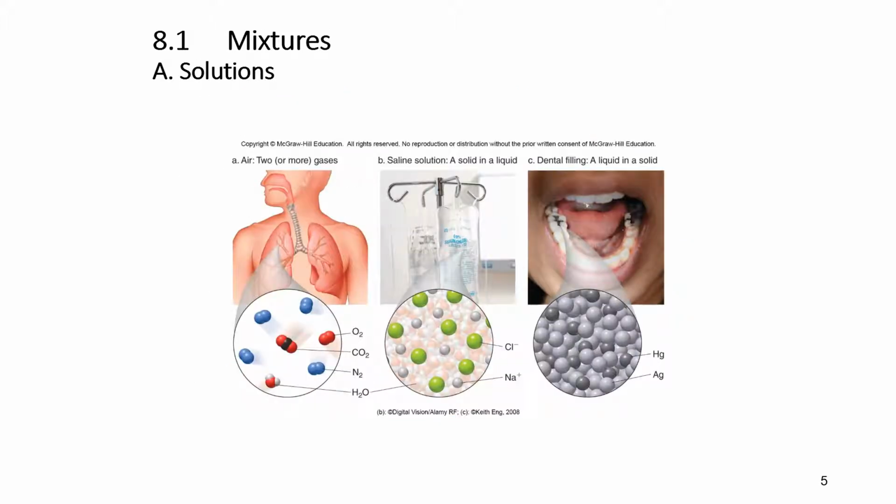Here are some examples of solutions that might not be what you would necessarily think of as solutions. A mixture of gases in your lung would be considered a mixture. You do not see the boundary between the two gases. You don't see oxygen, carbon dioxide, and nitrogen as different. Therefore, that would be considered a homogeneous solution of gases.